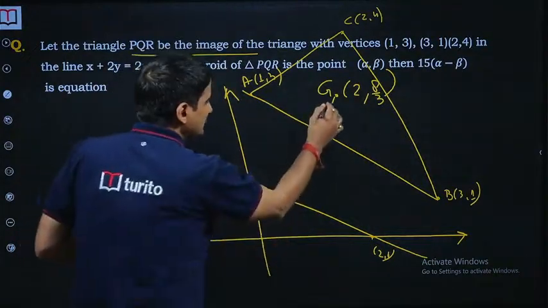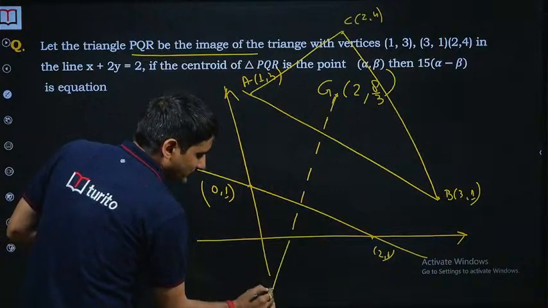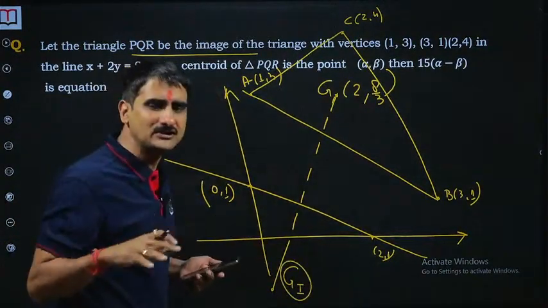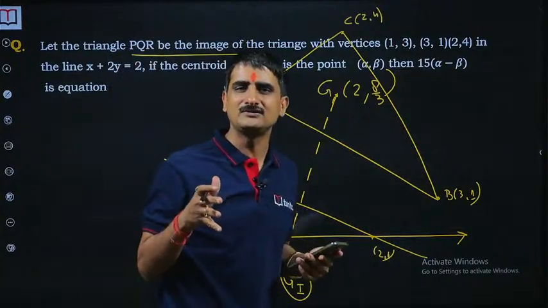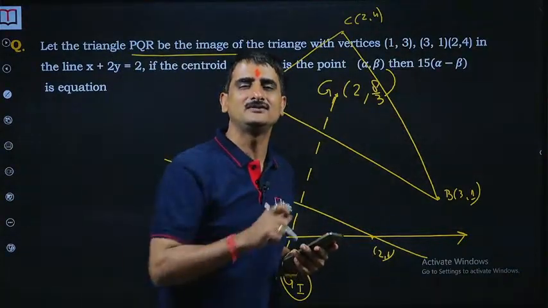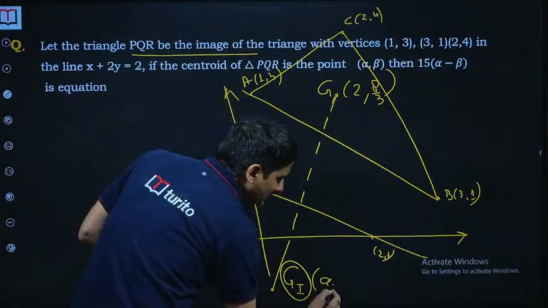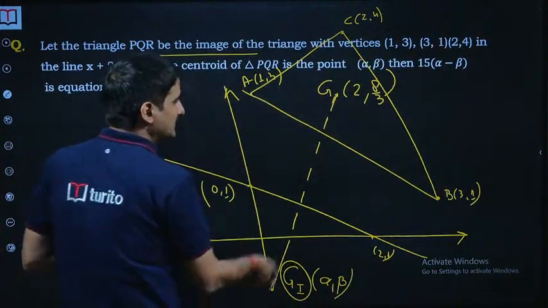So what we shall do is, we will take the image of this centroid itself, bacho. So the question zeroes down to the question where you have to find the image of a point on the line. You have to just find the image of the point on the line. If I assume this to be alpha beta, that's what they have given actually, then what do we know?